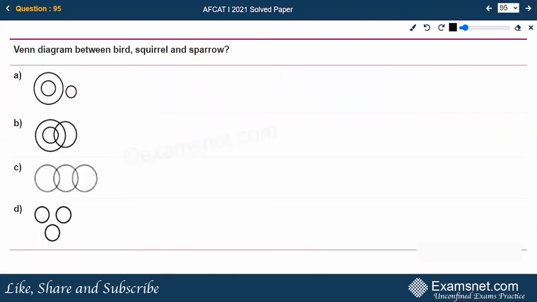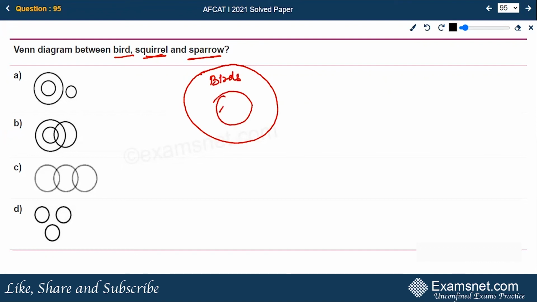Question number 95. Venn diagram between bird, squirrel, and sparrow. See, sparrow is a bird, but squirrel is not a bird. So obviously, the correct diagram will be something like this: these are the birds. Here is sparrow, and squirrel is another set, which is not in any way related to bird or sparrow. So the correct answer is option A.